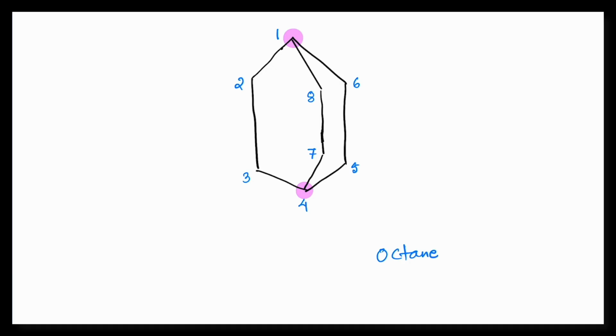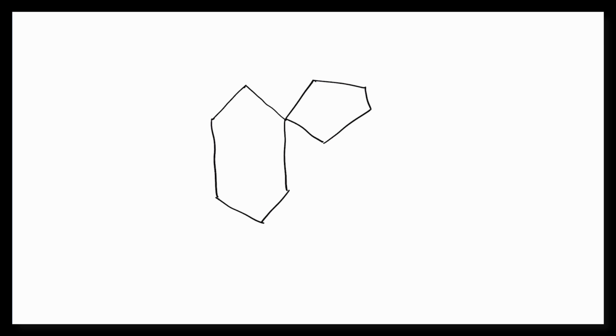There are 2 cycles present, so we will call it bicyclo. Then we will put a bracket here and count the carbon atoms that are intermediate in each path. And in each path you will see that there are 2 carbon atoms. So it is bicyclo[2.2.2]octane.